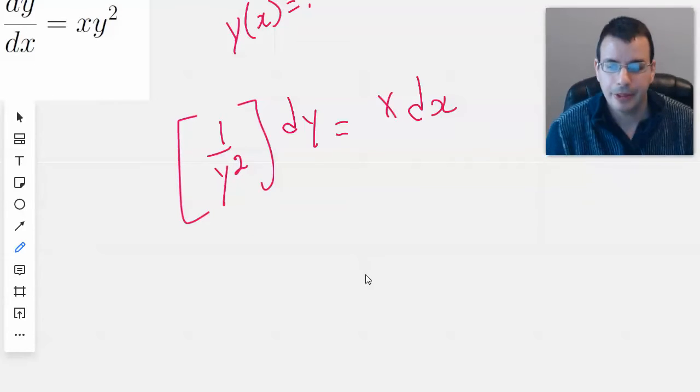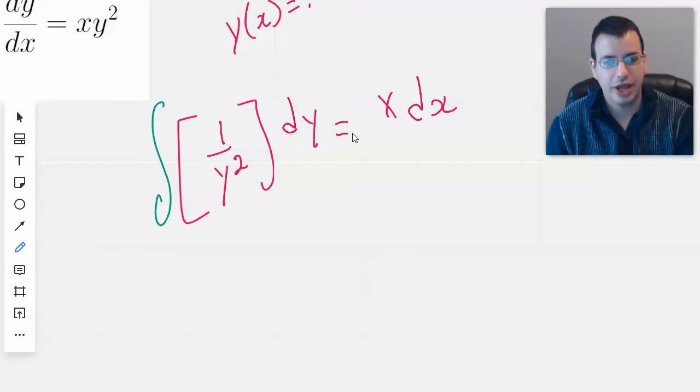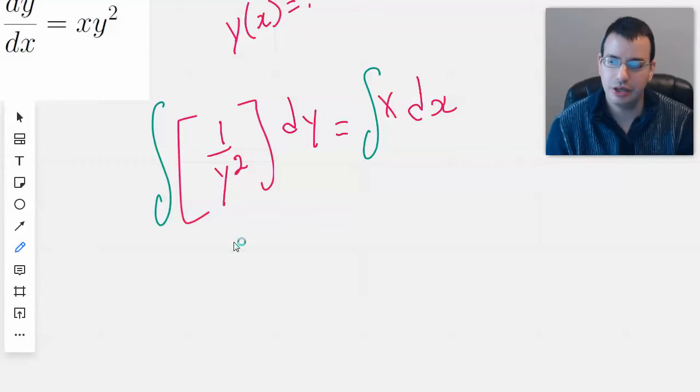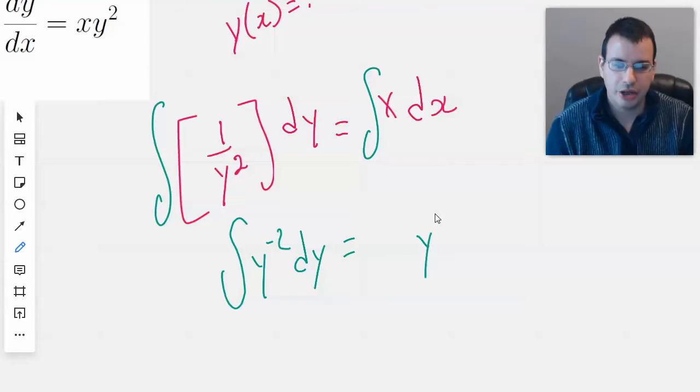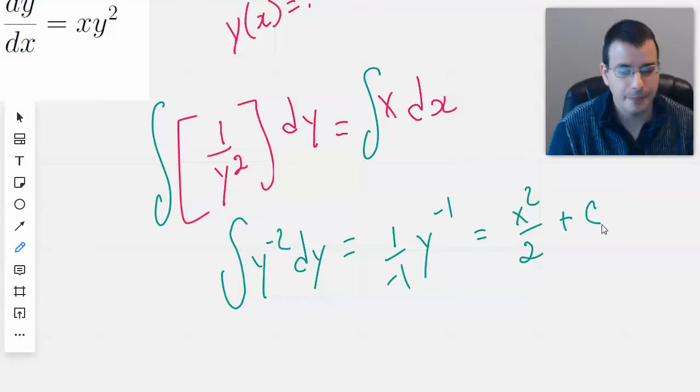So we have this situation. We write it like so. You don't have to actually change the color to green. I mostly just do it because I like it. We write it like so. y to the negative 1, take the 1 divided by the negative 1, equals x squared over 2. And I'm going to say plus c.